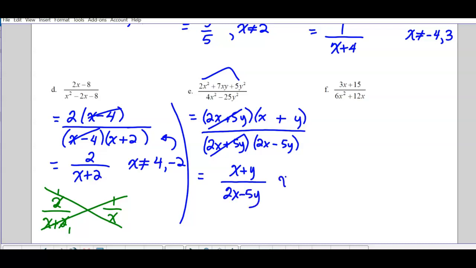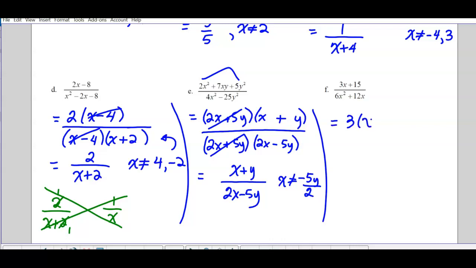And then your restrictions. This one's a little bit weird because it's got x's and y's. So it's really 2x cannot equal -5y over 2. Sorry, x cannot equal -5y over 2. And similarly, you can solve for y from that. So that's a little bit different with x's and y's. Can't really say one particular number.